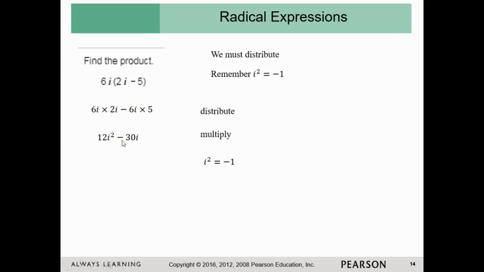Remember, i squared equals negative 1, so we make the substitution there. And there's our final answer here, with the real part and the imaginary part. Remember that i squared equals negative 1. It's very essential that you replace the i squared with negative 1 there to complete the problem.